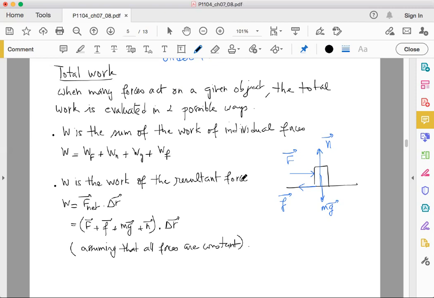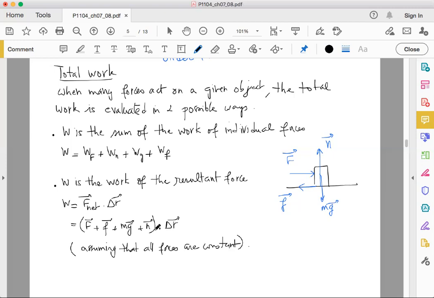Or the other way is to say that W is the work of the resultant force. In other words, W is F net dot delta R, and so in this case it is F plus mg plus N, all of it this resultant vector, dot delta R. Of course, we use this expression assuming that all forces are constant.